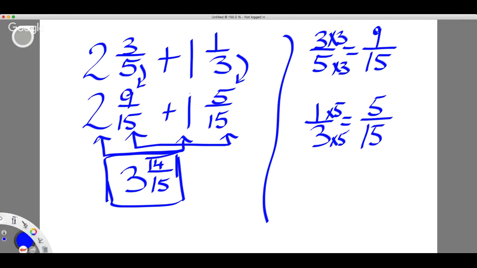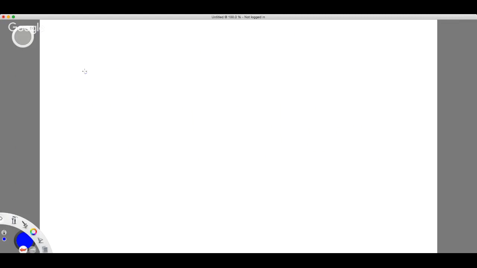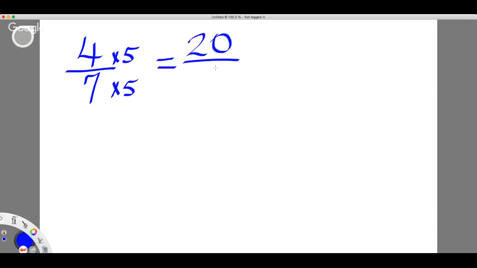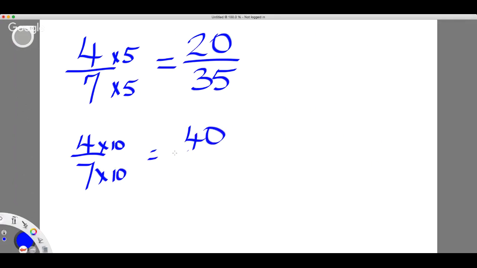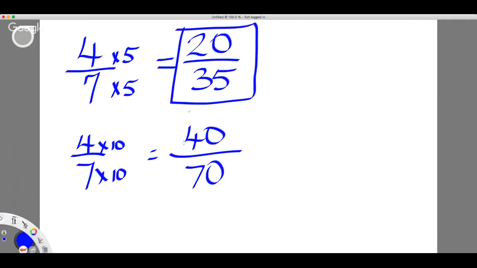Next it says, name 2 fractions that are equivalent to 4/7. So if the fractions are equivalent to 4/7, they are equal, right? So to find equivalent fractions, just multiply the top and bottom by the same number. So let's use 5. So 4 times 5 and then 7 times 5. Now we can do it again. 4/7, if we want to find a fraction that's equal to 4/7, just multiply the top and bottom by the same number. So we're going to use 10. So 4 times 10 is 40, and 7 times 10 is 70. All right, so 2 fractions that are equivalent would be 20 over 35 and 40 over 70.